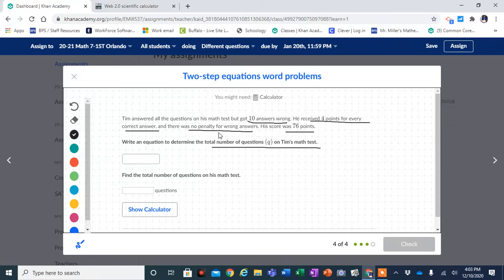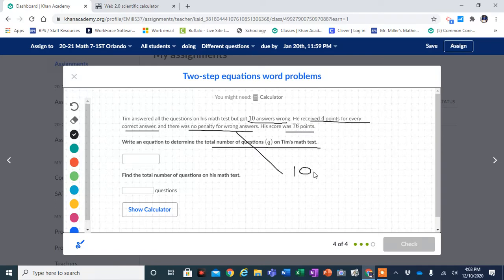So there was no penalty for wrong answers, is one of the first things here. So that would be 10 questions in addition to how many points that he received. He received 4 points for every correct answer, and his score was 76 points.